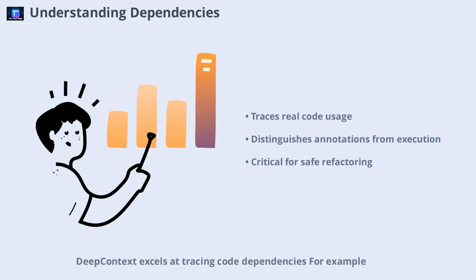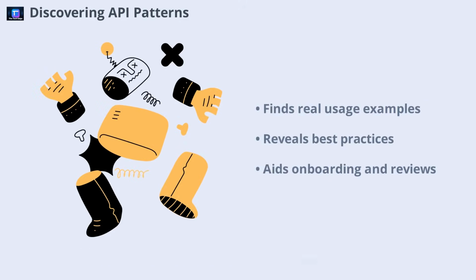DeepContext excels at tracing code dependencies. For example, if you ask where the user repository class is used, DeepContext can follow imports, method calls, and inheritance to show you actual usage, not just type annotations. This is invaluable during refactoring, as it reveals where code actually runs and needs updating, rather than just where it's mentioned. With DeepContext, you can ask for examples of how a service, like email service, is used.